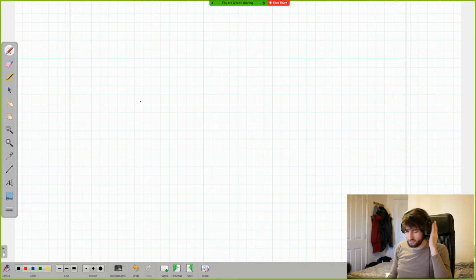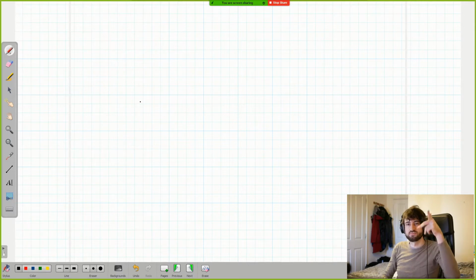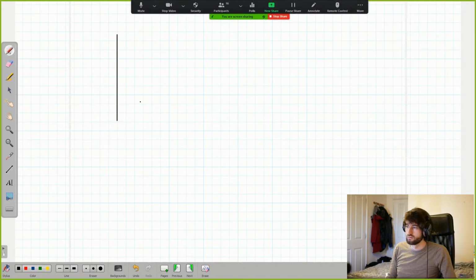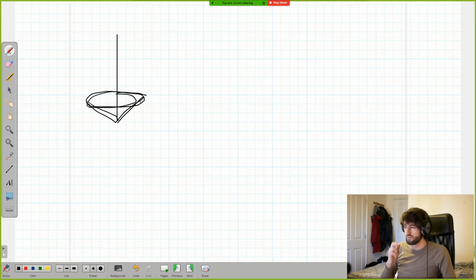So last time we talked about angular momentum, and one thing I feel I should have said to make it clearer is this. Say you have a spinning top, like a little toy. When you spin it, it has this point and it spins around this axis.